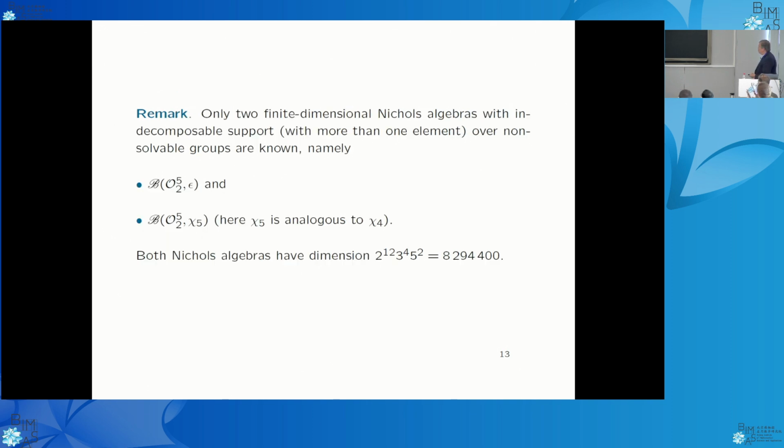And beyond solvable groups, we know at the moment only 2 examples. One of them is the Fomin-Kirillov algebra FK5, and the other is a relative of this one. And they have this dimension. And it is open whether there is any other Nichols algebra over a finite group which is finite dimensional. In particular, it's an open question whether FK6, which is the Nichols algebra of the transpositions in S6 with the same cocycle chi_6, is finite dimensional. This is open.